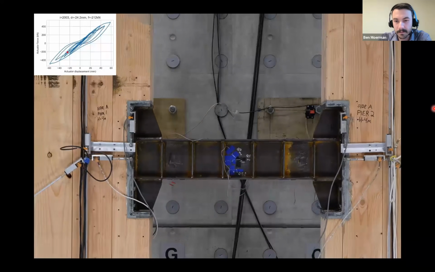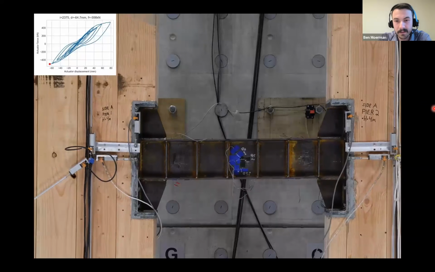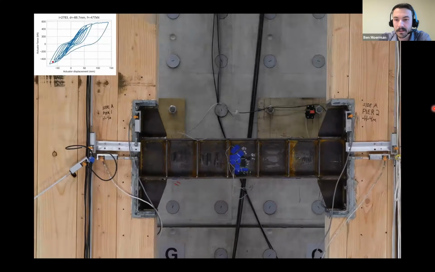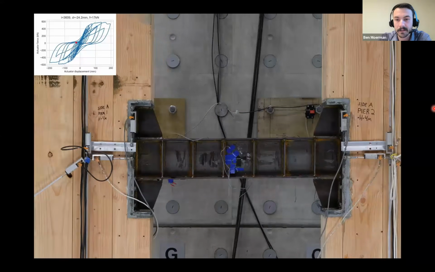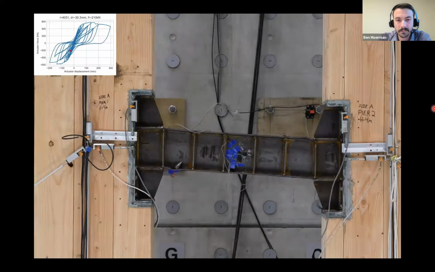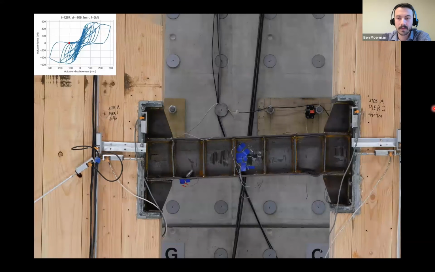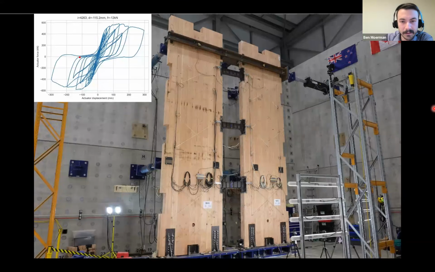So you can see mill scale flaking off the webs of this beam. So that's showing that the web's yielding. And then you can see the flanges start to yield and inelastically buckle. And yeah, maybe I'll just play that one more time. It was a little bit quick.